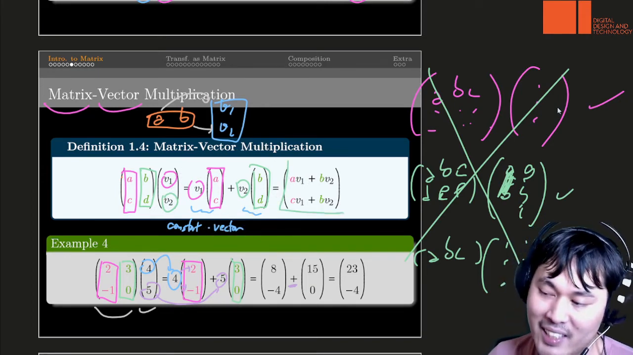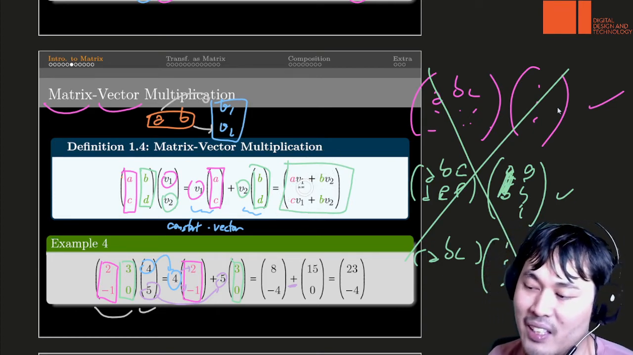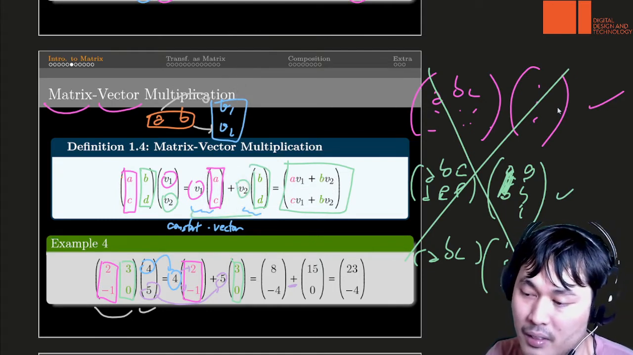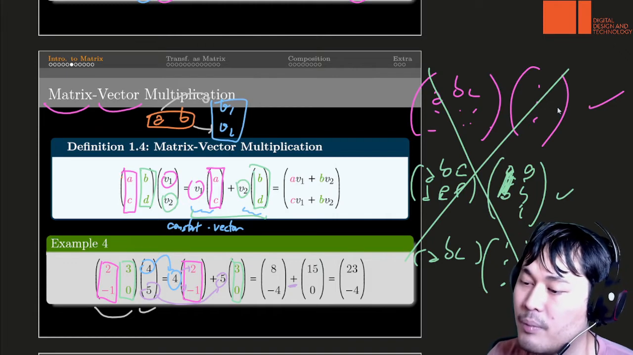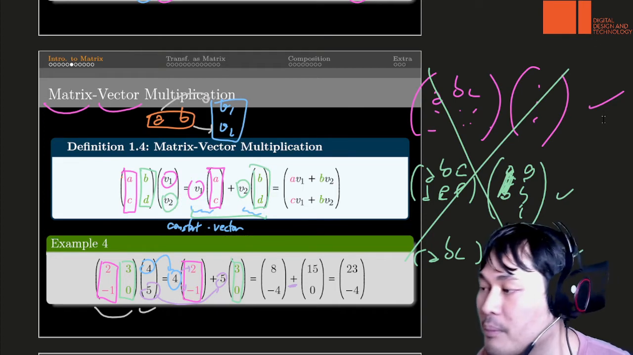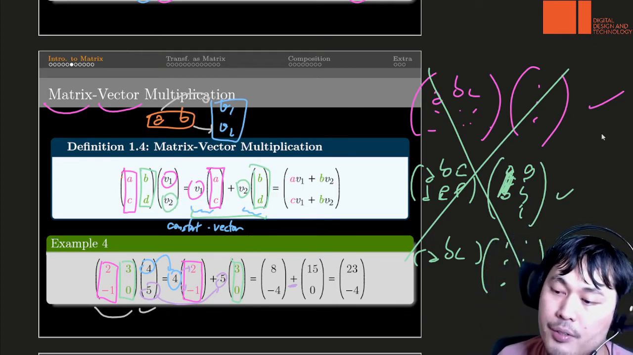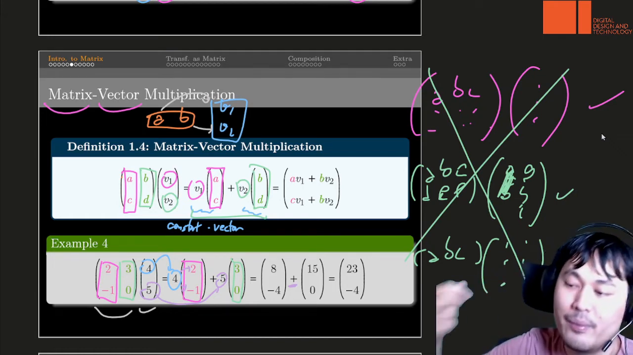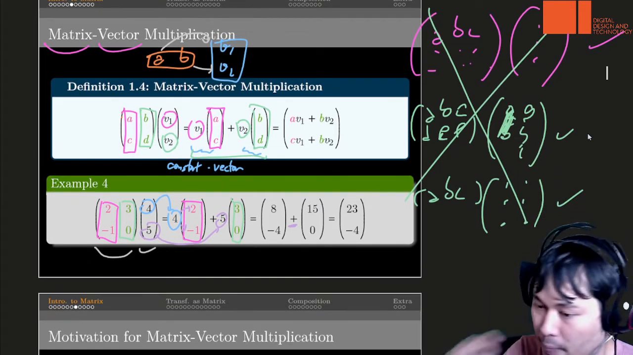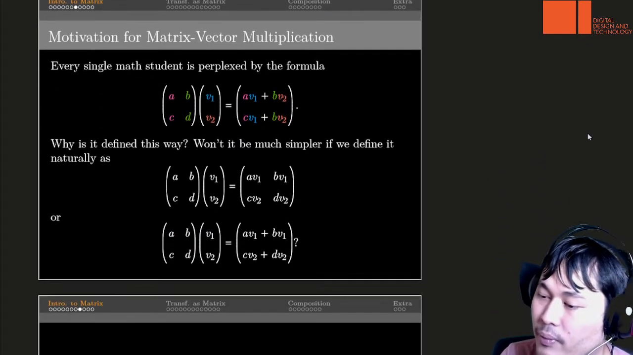Because if you take a look at the result, it doesn't make sense, right? What is A times V1, B times V2? But once we have this middle computation or middle form, then that makes more sense in terms of matrix transformation. So this is how you multiply a 2 by 2 matrix to a vector in 2 dimensions. And yeah, that's a motivation for that.